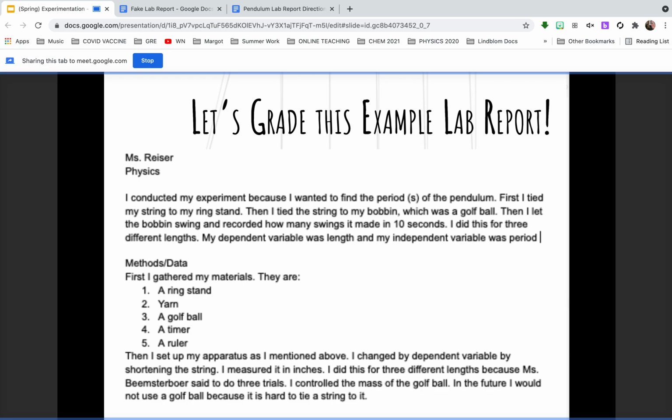First, I gathered my materials. They are 1, a ring stand, 2, yarn, 3, a golf ball, 4, a timer, 5, a ruler. Then I set up my apparatus as mentioned above, I changed my dependent variable by shortening the string. I measured it in inches. I did this for 3 different lengths because Ms. Beamsterboer said to do 3 trials. I controlled the mass of the golf ball. In future, I would not use a golf ball because it was hard to tie a string to it. Okay, so this is their entire lab report.